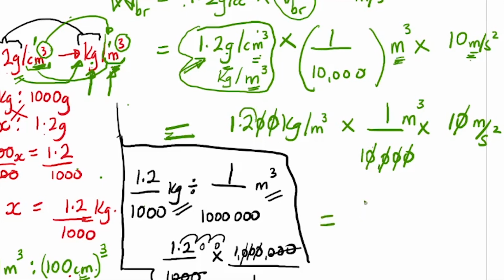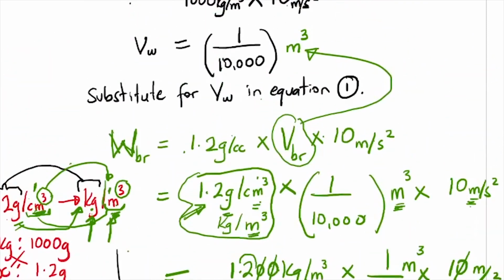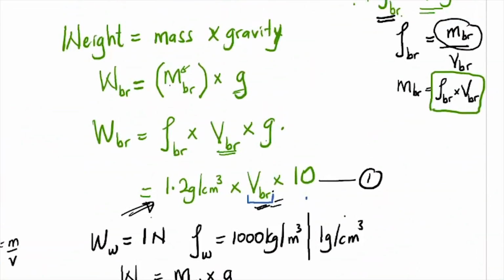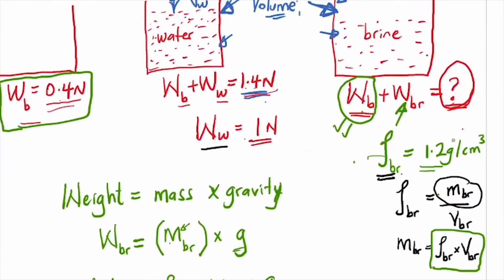So we shall end up here with 1.2 newtons. Now we know that the weight of brine is 1.2 newtons. So that's the answer. Now we come back up here, meaning that we have gotten the weight of the brine. The weight of the brine is 1.2 newtons.